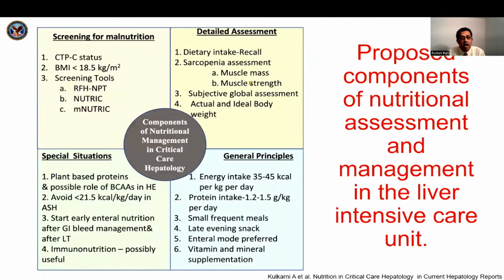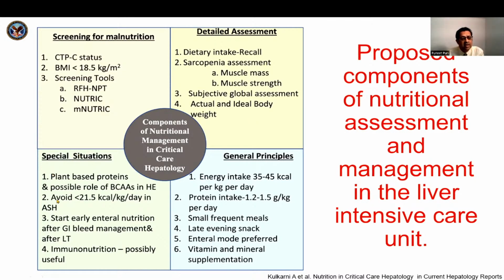So in summary, how do we assess this whole problem? First, we need to screen for malnutrition. Those that have Child class C or BMI under 18 are as such a high risk category. Other screening tools that we talked about, the RFH, or the Royal Free Hospital Nutrition Prioritizing Tool, or NUTRI-NNT score. Detailed assessment includes dietary intake, sarcopenia where possible, subjective global assessment, as I also showed from Royal Free Hospital score, as well as the actual and ideal body weight measurements.